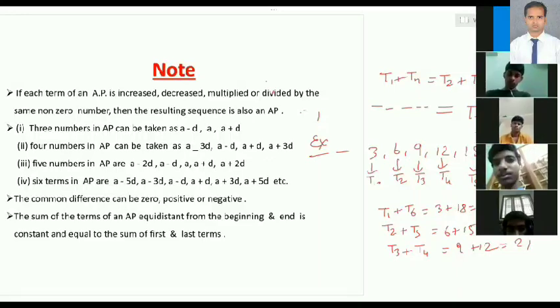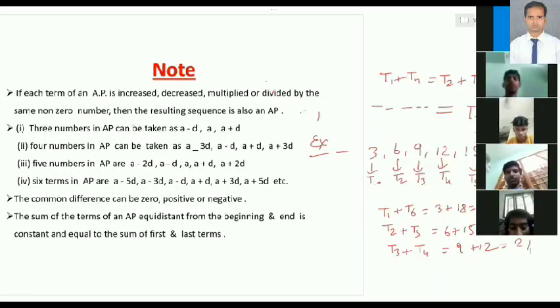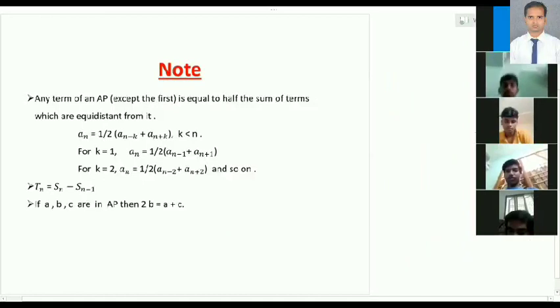Completed. So we can move to next. Have you completed, all of you? Aditya, Bharat. Completed, sir. So we can move. Okay. Next point.